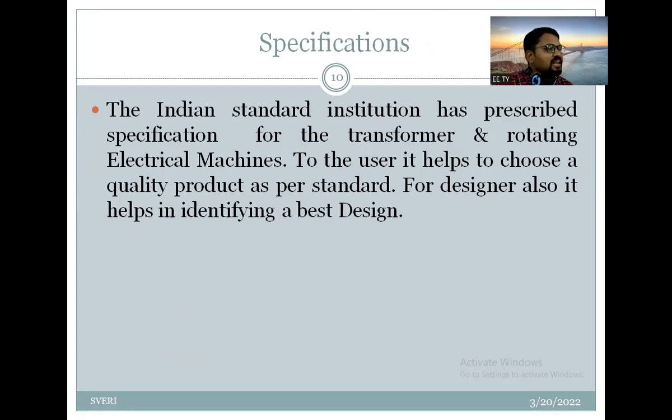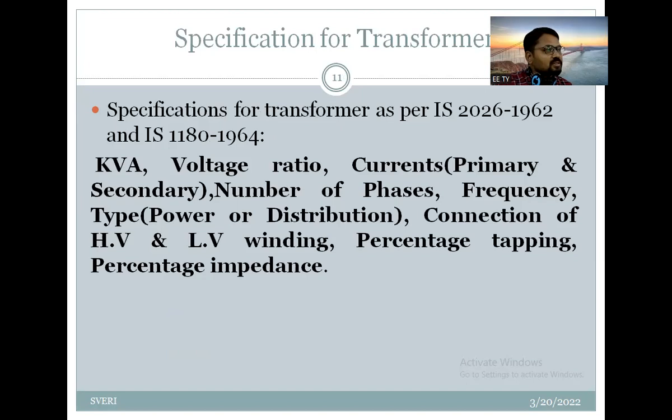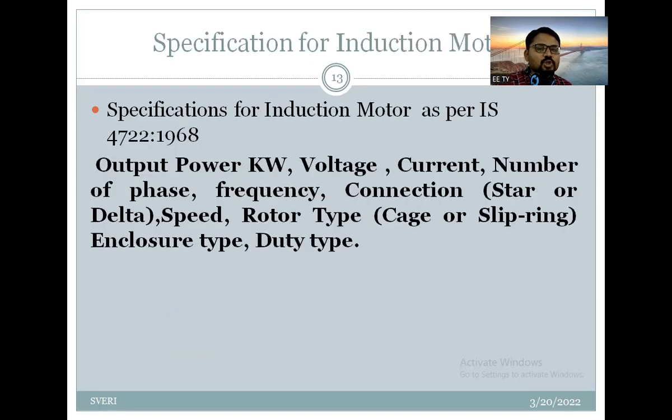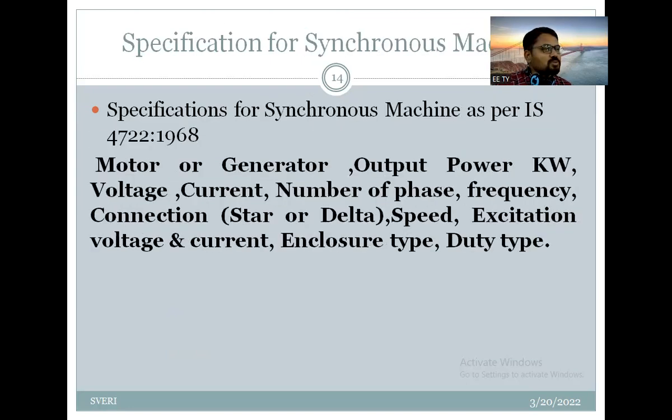For each and every machine, that is the transformer, DC machine, induction motor and the synchronous machines, we studied the specifications up to this point. As far as the transformer is concerned, these are the different specifications. Then for DC machines, induction motor and the synchronous machines, some part is the same.